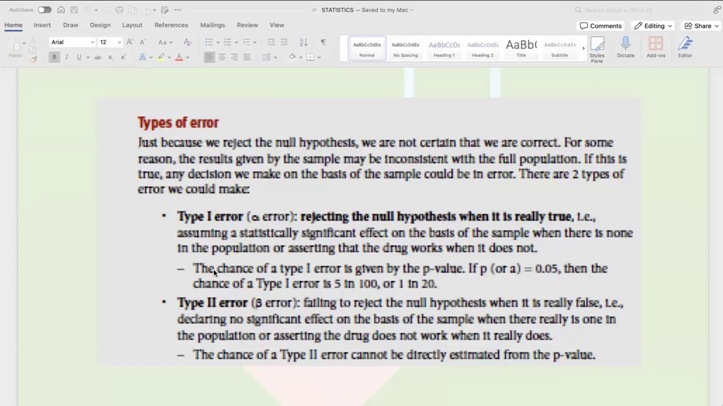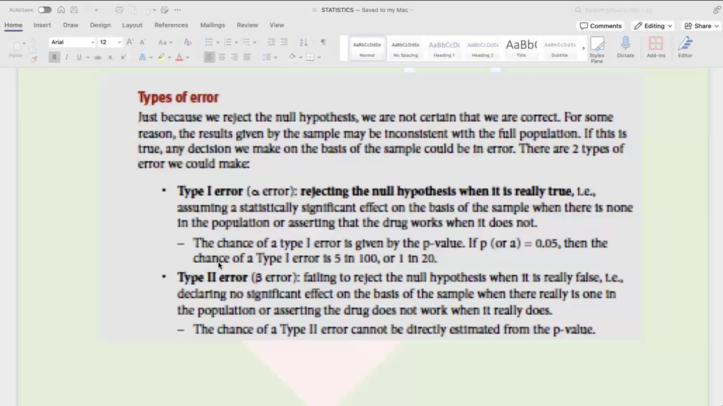And type 2 error is you could not confirm that your drug is superior. You failed to justify that, yes, you should reject the null hypothesis, but actually it was false. Actually, your drug was superior, but you could not prove it. So failing to reject the null hypothesis when it is really false, that's called type 2 error.